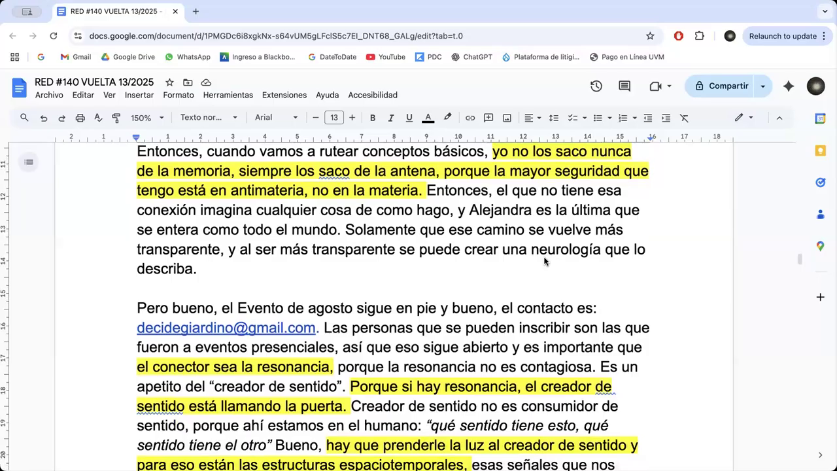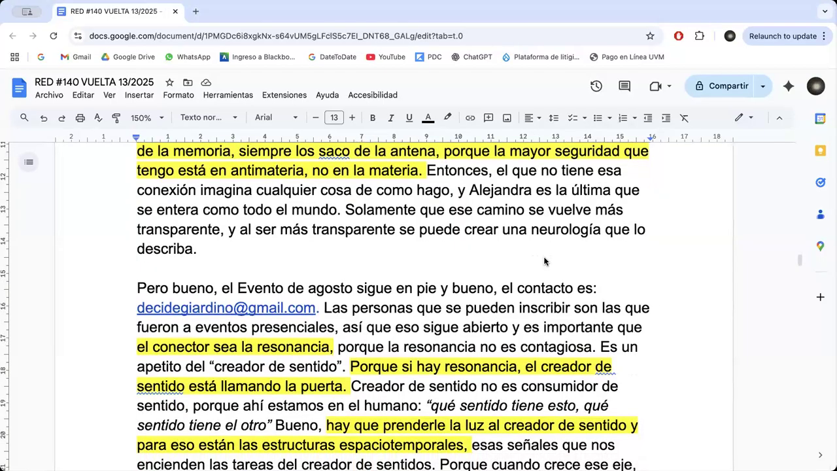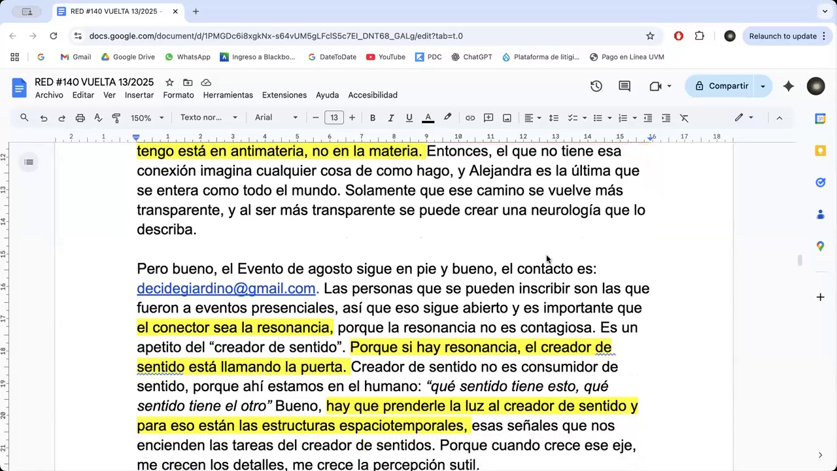It's very subtle, but she can see it. So when we are routing basic concepts, she says, I do not take them out of any kind of memory. She always pulls them out of the antimatter, because the greater security that she has is in the antimatter, not in the matter. So the one that does not have this connection imagines that she does whatever thing, like people can imagine any kind of thing that Alejandra does or how she does it.